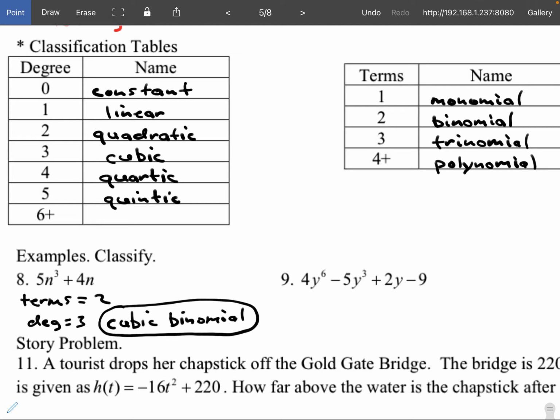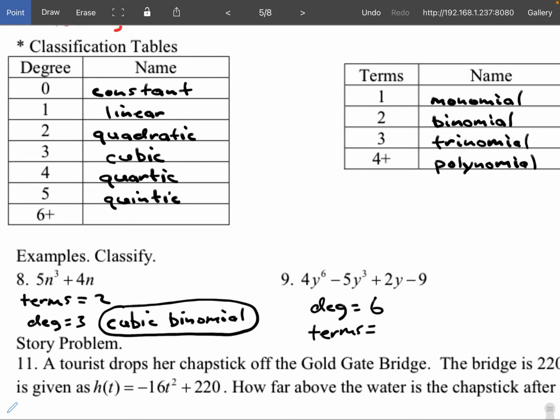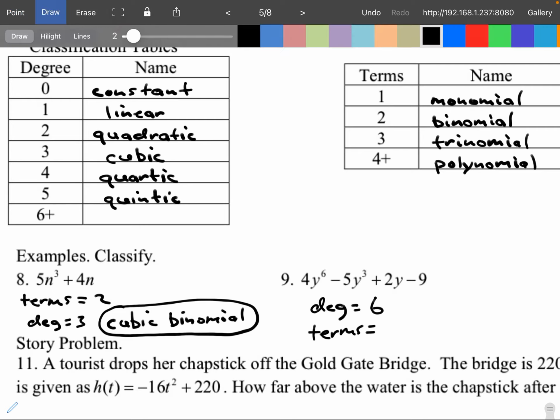All right, let's do number 9. So what's the degree on 9? Yep, it's a 6. So that's the highest degree monomial, so the degree of the polynomial is 6. And then how many terms does it have? Yeah, it's got 1, 2, 3, 4. So it's got 4 terms.